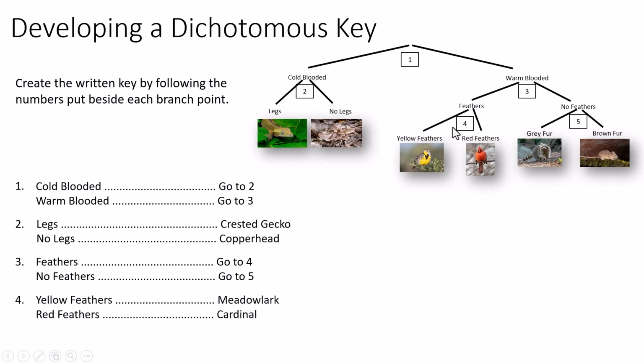And then we divide our 4th branch into yellow feathers and red feathers. The yellow feathers being a meadowlark, the red feathers being a cardinal. The no feathers 5th branch is going to lead to gray and brown fur. And the gray fur is going to lead us to a raccoon, and the brown fur is going to lead us to a pack rat. That is how we develop a dichotomous key. This lecture tells us how we can go about creating and using a dichotomous key to help us provide information related to the taxon or the taxonomy of a particular organism.